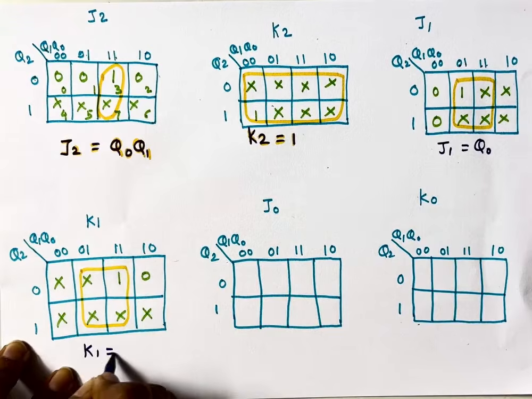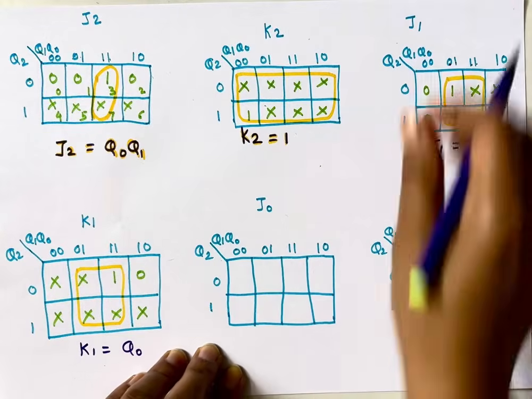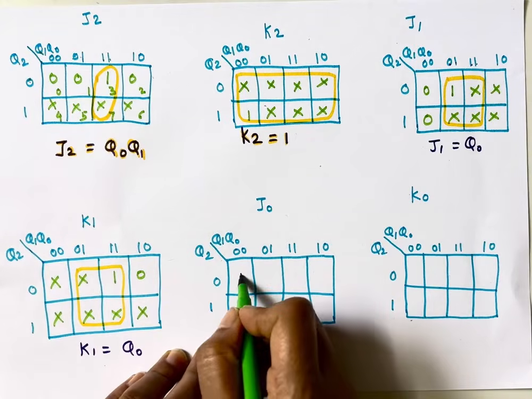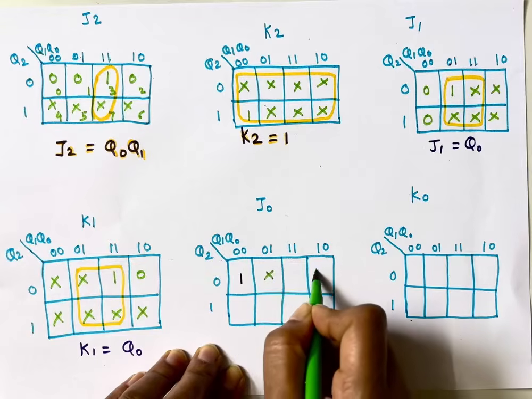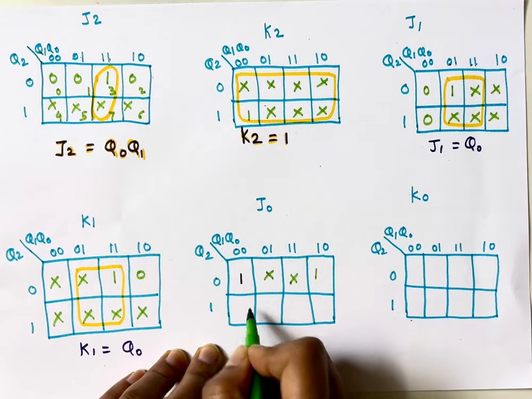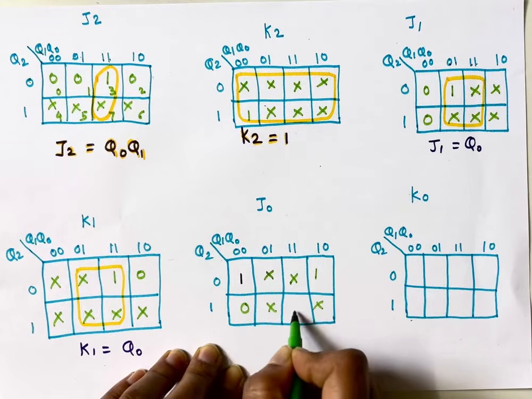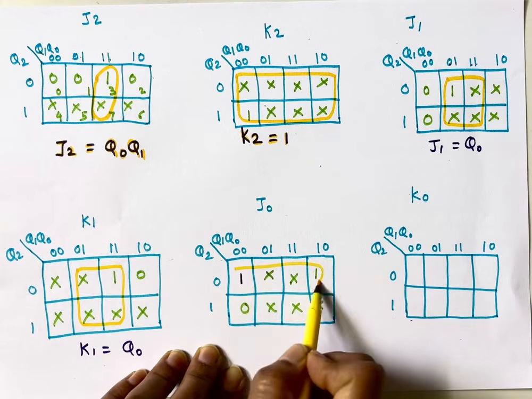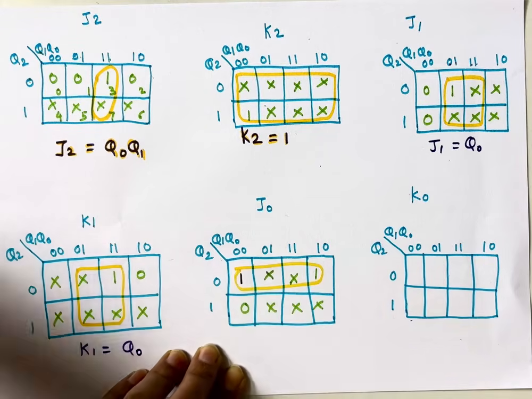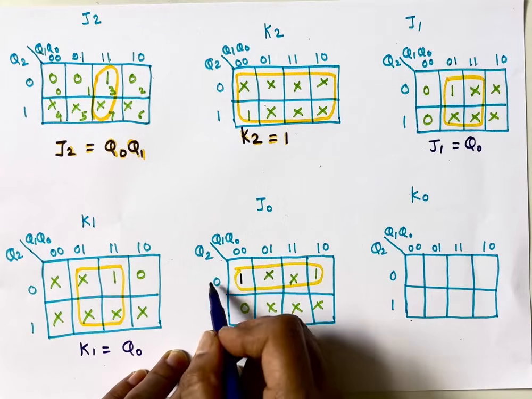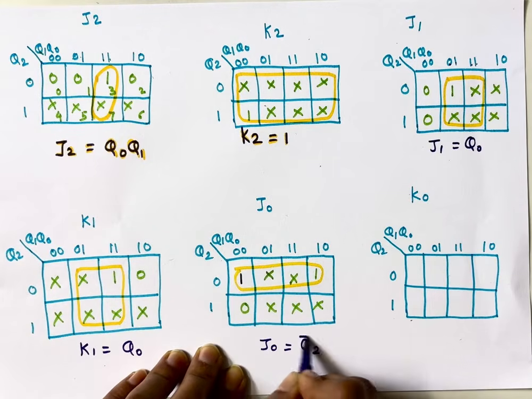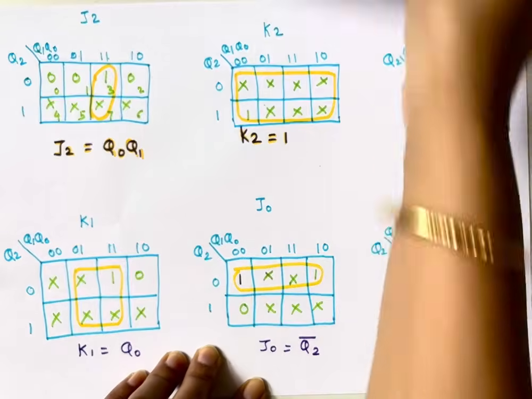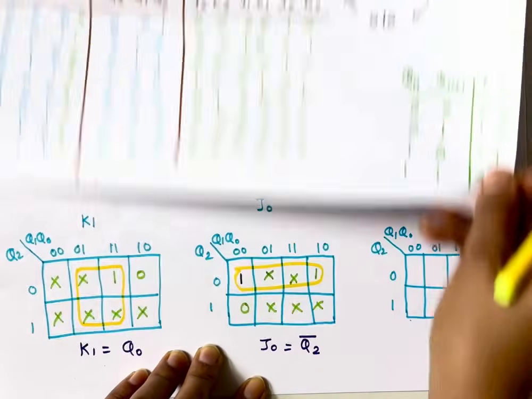K1 equals Q0. For J0, it is 1, 1, don't care, 1, don't care, 0, don't care, don't care. So here we can group these two ones. We can form a group here and the equation becomes J0 equals Q2 bar, because the value of Q2 is 0. Similarly, for K0 the values are don't care, 1, and 4 don't cares.